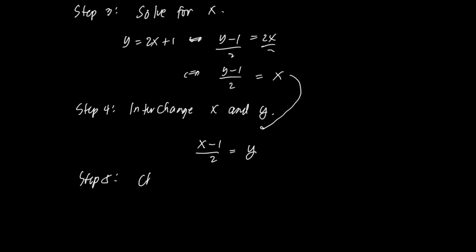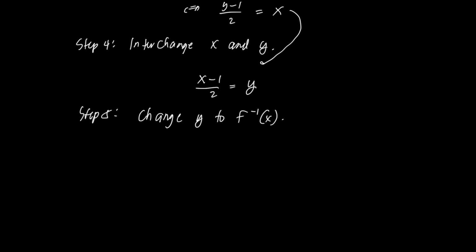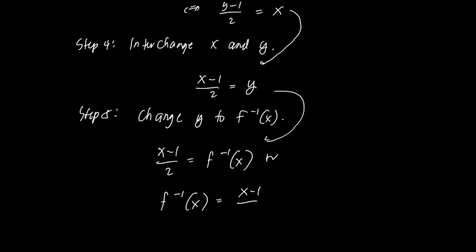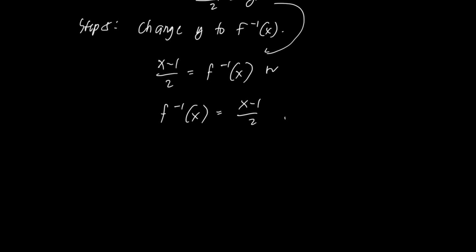Step 5, change y to the inverse function notation. So from here, we have (x minus 1) over 2 equals f inverse of x. Or we can write this in a proper form, which is (x minus 1) over 2. So this is now the inverse of the given function, which is f of x equals 2x plus 1. Okay, this is now the inverse function.